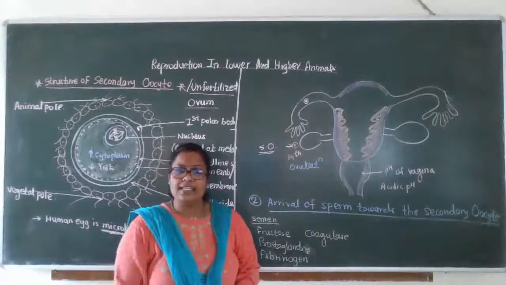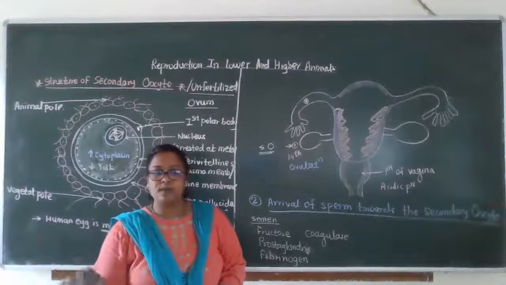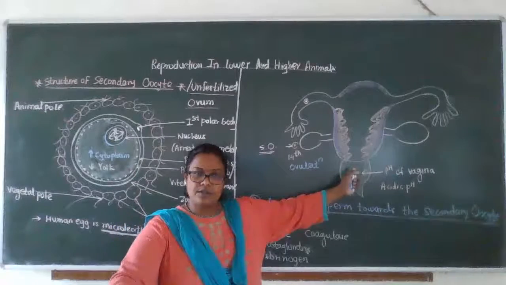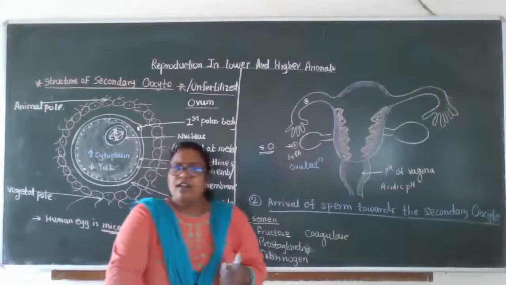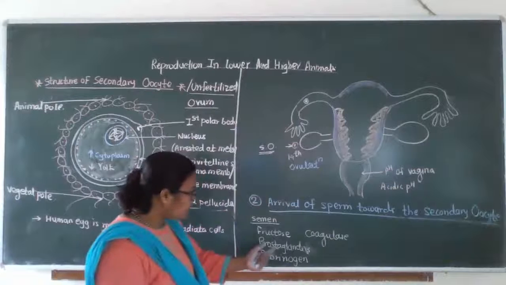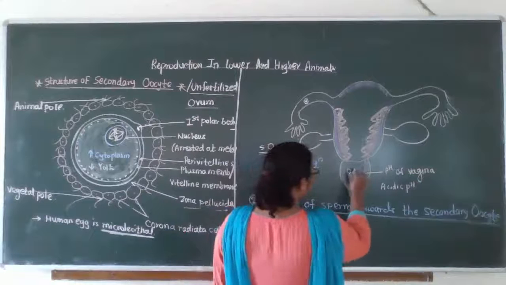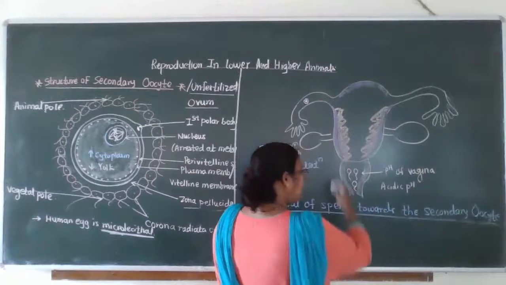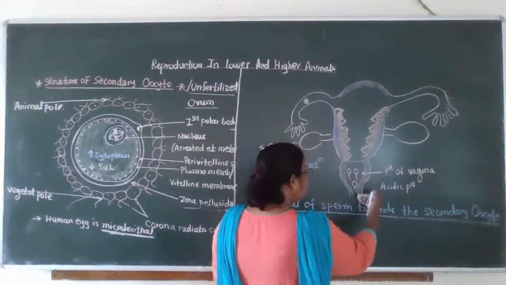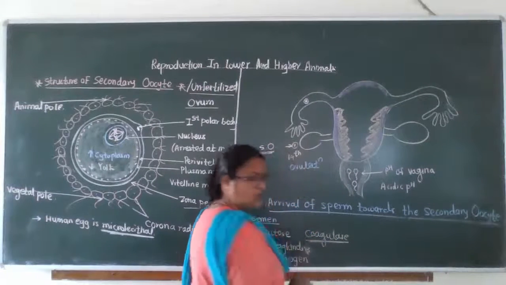In trying to neutralize this acidic vagina, about half of the sperms get killed in this region. Here is the role of coagulation. What is the role of coagulation? When the sperm enters along with the semen, it may be drained out. To avoid draining out the semen along with the sperm, the coagulation occurs.